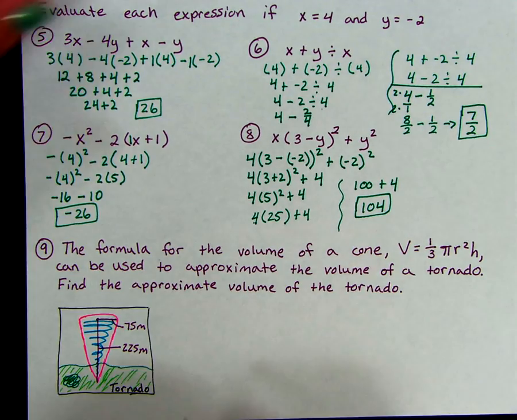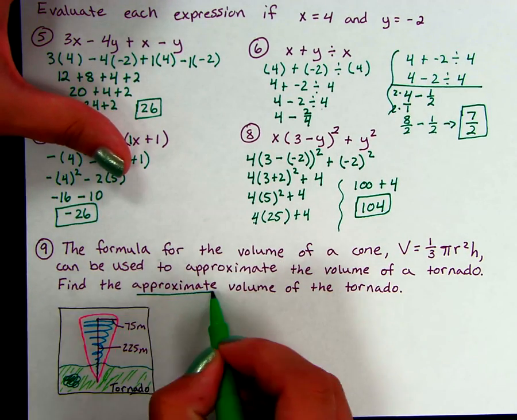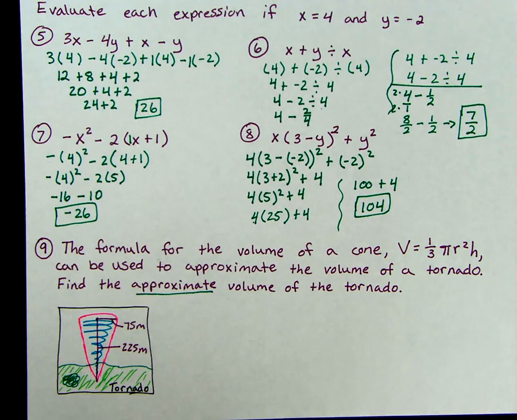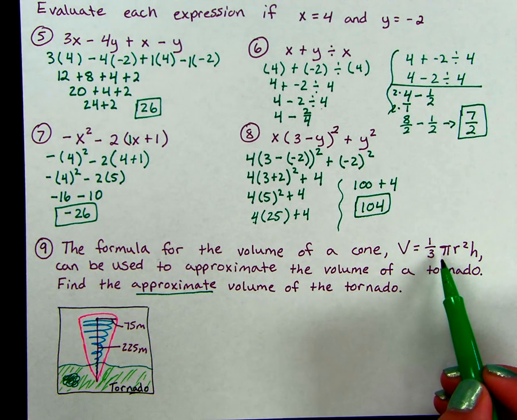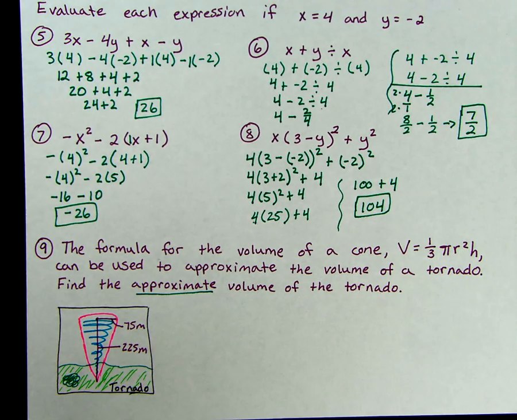So this word approximate here is actually very important to this problem. So that means that we're not going to have an exact answer. We're probably going to have a decimal. And we know that because of this pi. So this is also telling us to substitute in 3.14 for the pi when we start, or to use the pi key on your calculator to start simplifying. So when I do this, I'm actually going to use the pi key on my calculator.